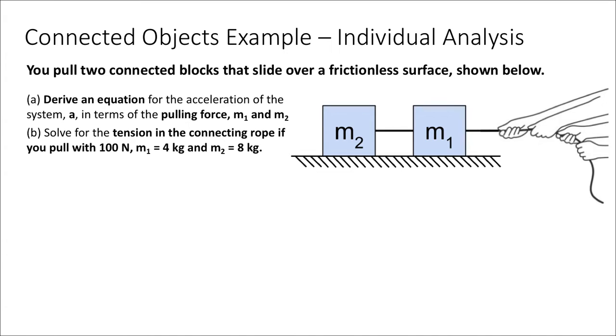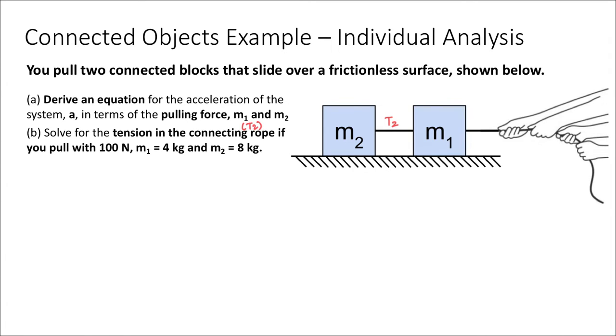Let's assume that we're pulling two connected objects that slide over a frictionless surface shown here on the diagram. Let's derive an equation for the acceleration of the system in terms of the force that we pull with and both masses of the blocks. Then we'll solve for the tension in the rope that connects them. We can call this here T2, the tension in the connecting rope.